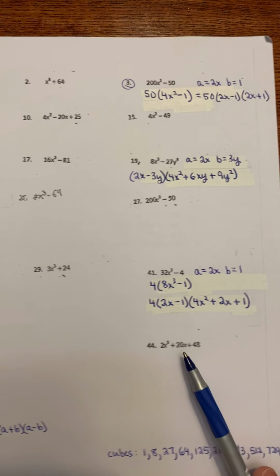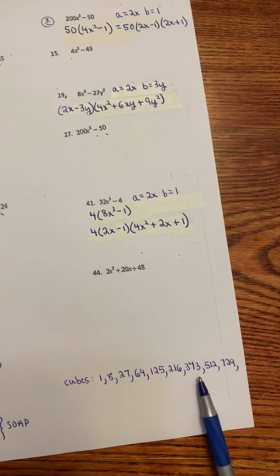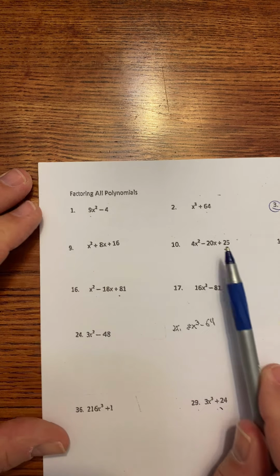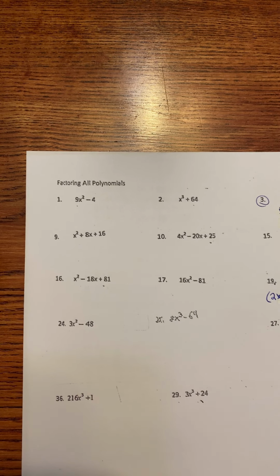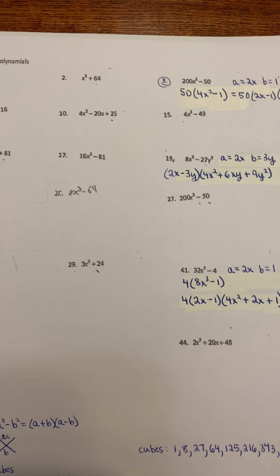It's nice to be able to spot, like this has a GCF, this has a GCF, that doesn't, but 216 is on the list, so I'm thinking perfect cubes. 8 is the GCF, GCF, no GCF, no GCF, no GCF. Look for those first and then see if you can spot what kind it is. All right, so finish that up and submit that.